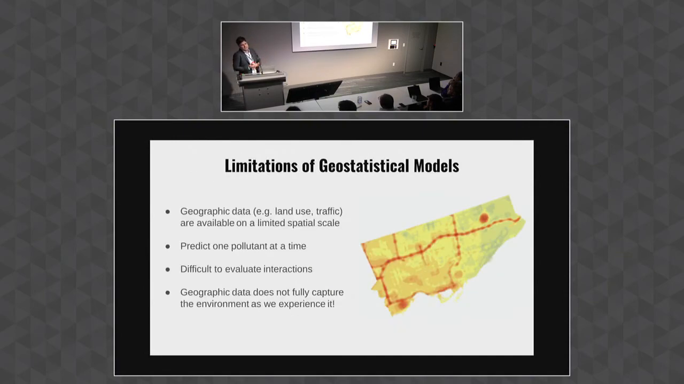There's a number of limitations to these methods. Often the geographic predictors are limited in scale. This is Toronto. Millions of people live outside that shaded area, but we can't get an exposure for them because the GIS data doesn't exist the minute you step outside the official city boundaries of Toronto. That's a big limitation of how you can actually estimate exposures for people when you're thinking about a large study. Also, generally these models predict one pollutant at a time. It makes it difficult to evaluate interactions between various aspects of the built environment and how they may impact exposures. And GIS data doesn't really reflect the world how we experience it.